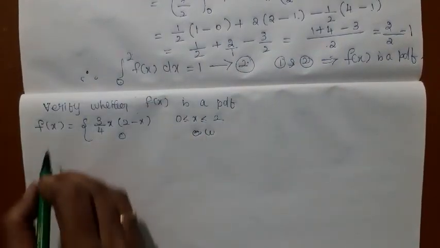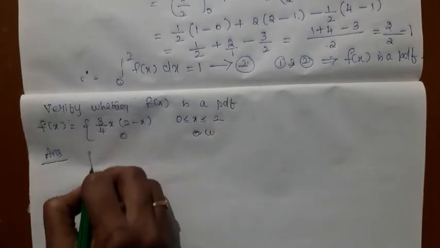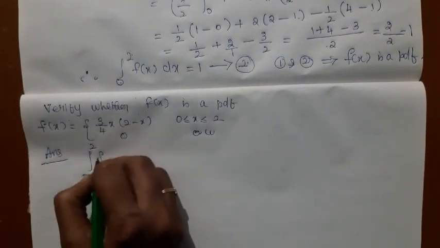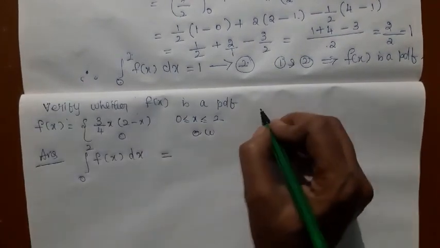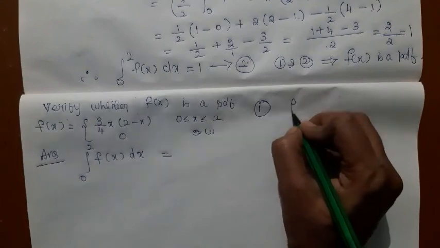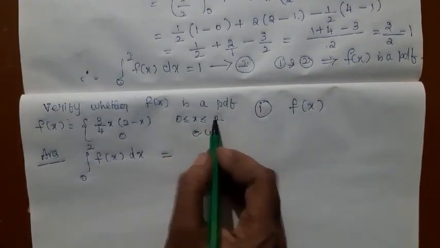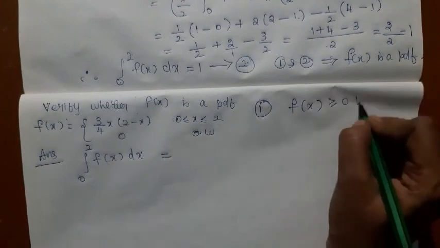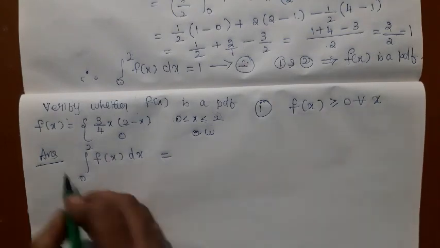See, verify whether f of x is a PDF. One function is given. Let us verify. Here the range of x is 0 to 2. So for 0 to 2, you should integrate f of x. The first condition is of course true. F of x, whatever be the value of x you substitute from this range, you are going to get a positive value. You should not get a negative value, right? If it is a negative value, it cannot be called a probability function. The first condition is satisfied.